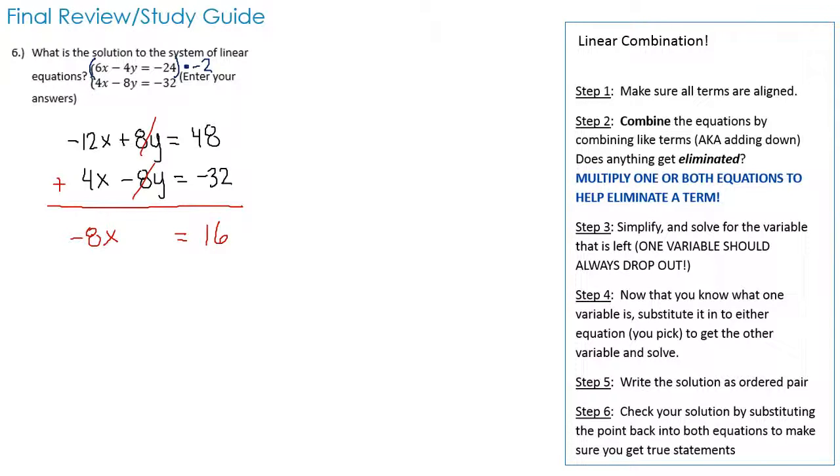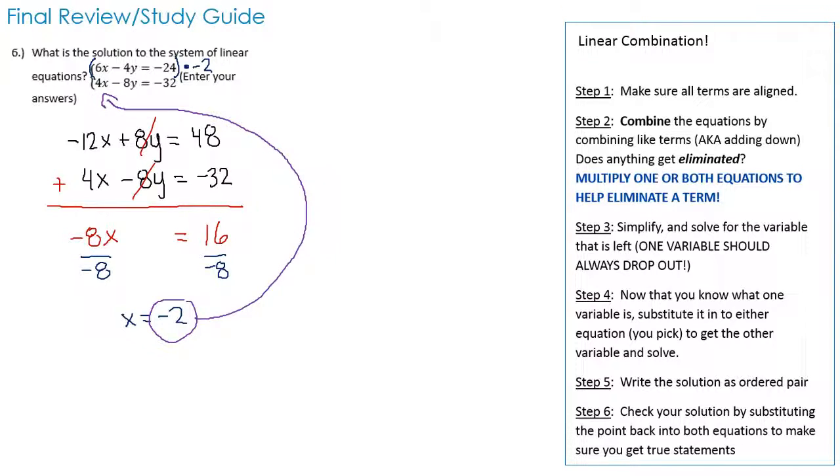Now we've eliminated the y value, so we can simply solve for x. So divide both sides by negative 8. We're going to get x is equal to negative 2. So now that we know what one variable is, we can substitute it into either of the original equations. You get to choose. We could do either the very first original equation or the second equation and solve for y. Either equation works, but let's go ahead and plug x into the second equation.